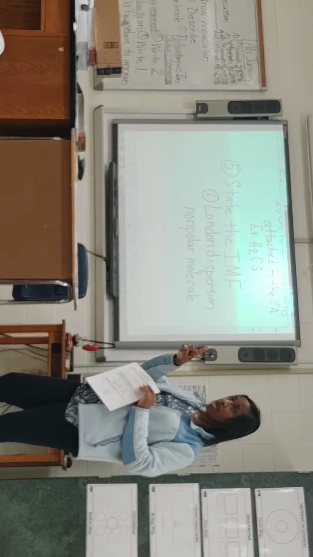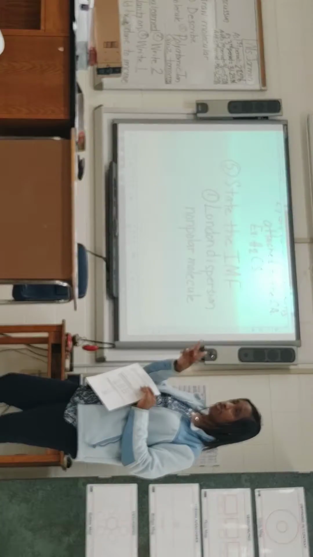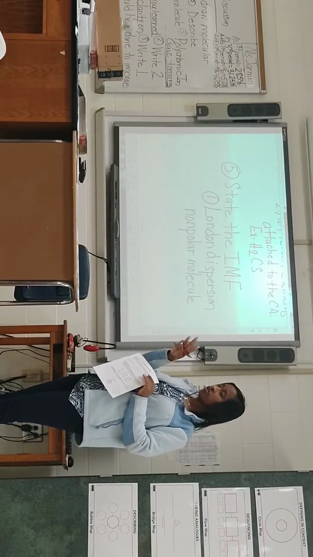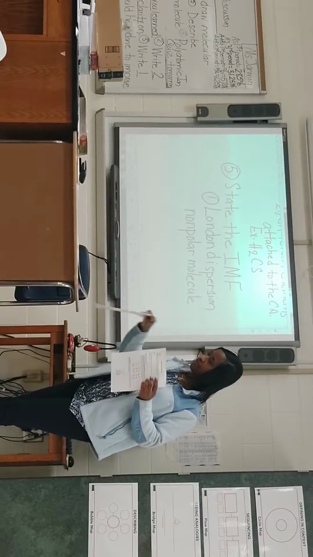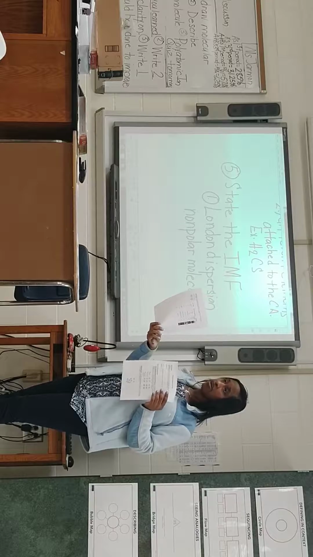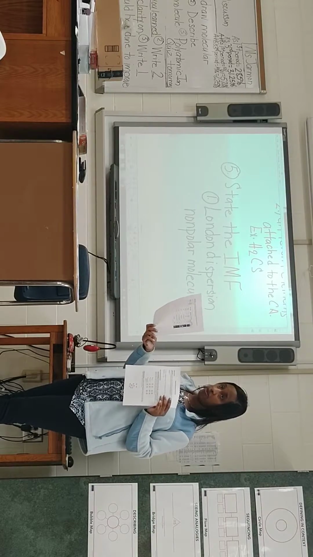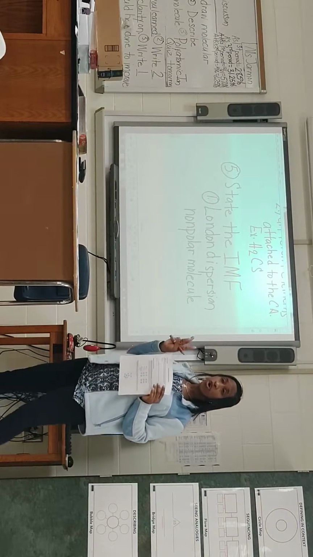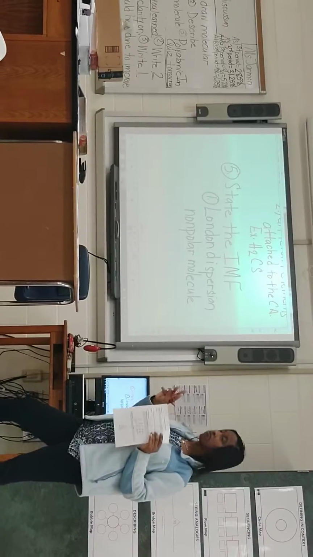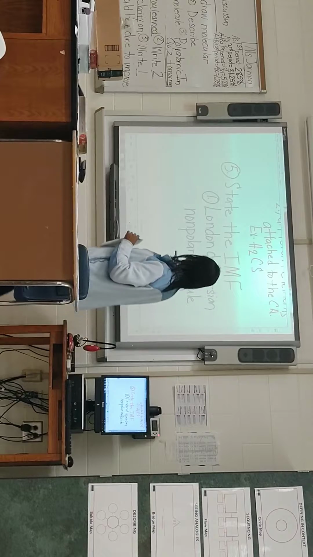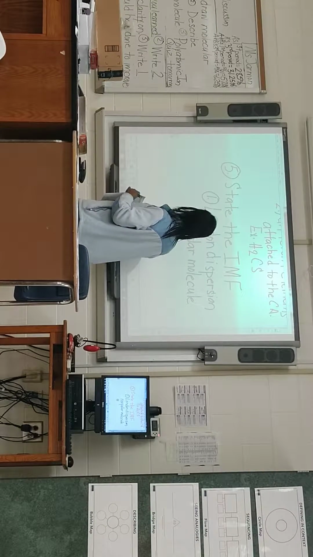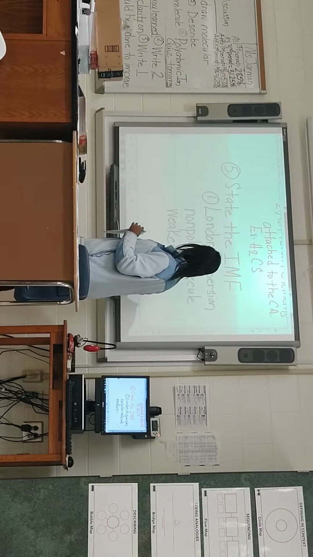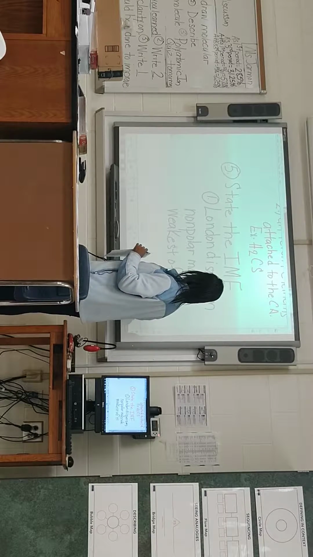Step number 1, write the valence. Step number 2, do your drawing. Step number 3, determine the molecular geometry. That's this sheet. Step number 4, determine the polarity of the molecule. And step number 5, state which of the 3 intermolecular forces this involves. Alright, so the first one, London dispersion, it is the weakest of the 3. So let's talk about what it is. The weakest of the 3.